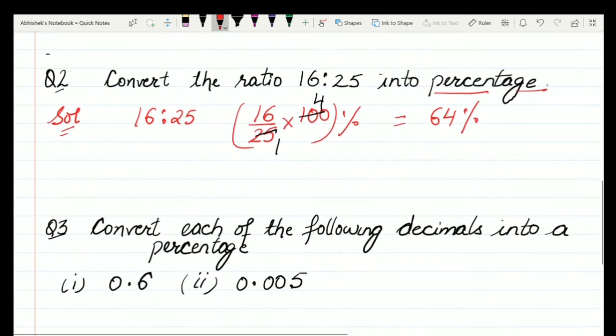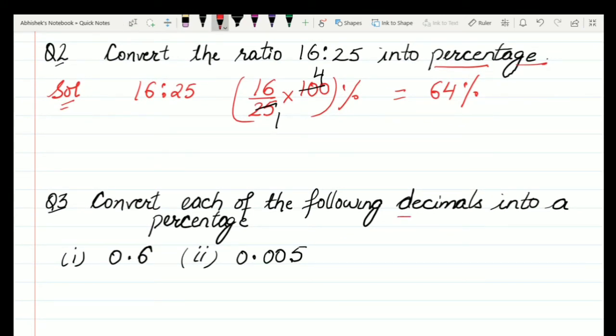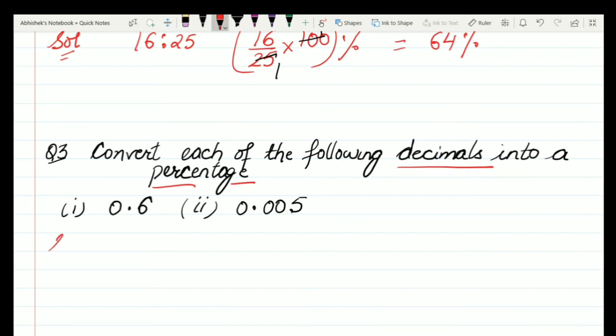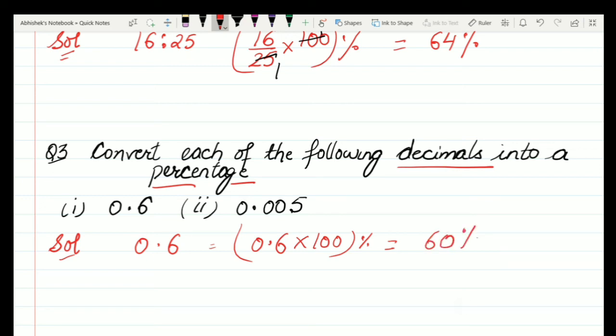Look at the third one. Convert decimals into a percentage. Now to convert any decimal into a percentage, we always multiply by 100. So 0.6 will be multiplied by 100. So we will shift the decimal 2 places. So here it becomes 60%, or you can remove the decimal and do the multiplication of numbers. 0 cancels with 0 and it is equal to 60%. You can do it in this way also.